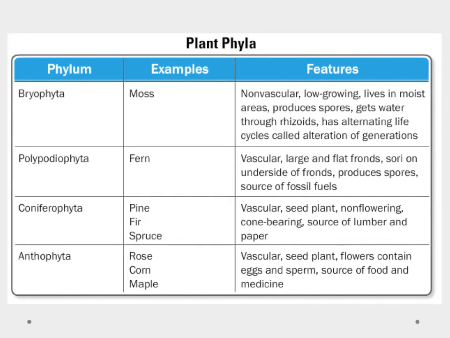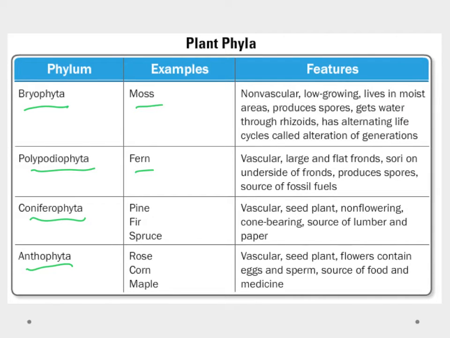Alright, when we talk about the kingdom Plantae, we have four phyla that we're going to discuss. The first is the Bryophyta, or the mosses. We also have the Polypodiophyta, or the ferns. We have the Coniferophyta, sometimes called the gymnosperms, and these are going to be our pines, our fir, and our spruce trees. And then we'll have the Anthophyta, or the angiosperms, and these are going to be our flowering plants.